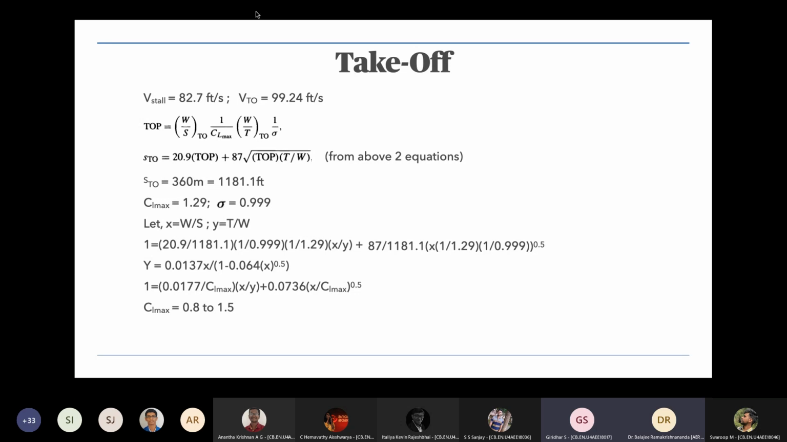Did they give runway length or takeoff distance? Look at the wording carefully. Sorry, takeoff distance. Takeoff distance and runway length are different. Just hold on for a moment. Sorry, I'm talking from home, so there's some disturbance.